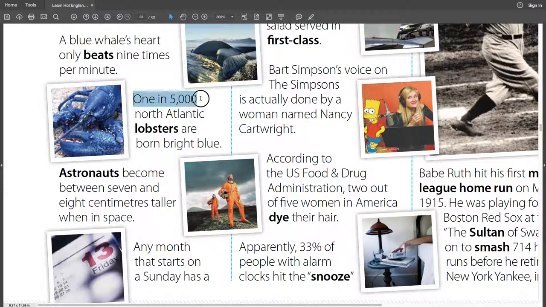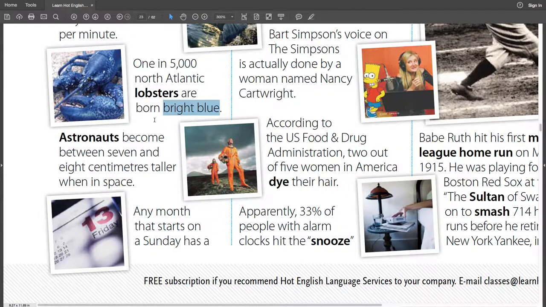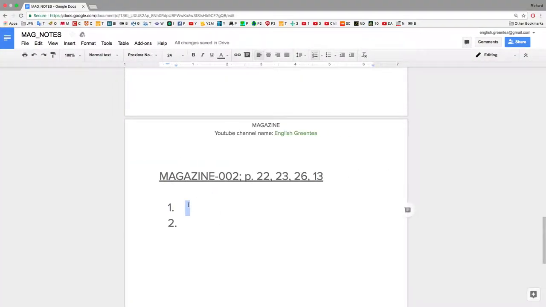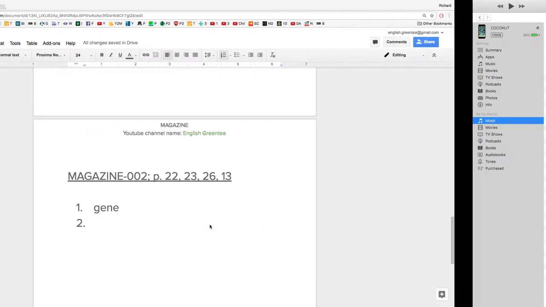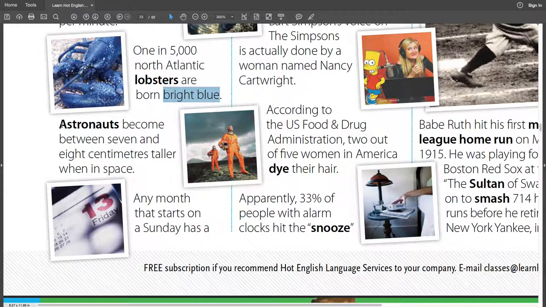Next one, 1 in 5,000 North Atlantic lobsters are born bright blue. Wow, 1 in 5,000. Okay. 五千分之一，应该是大西洋的龙虾是生来就是蓝色的，对，基因突变，好，讲基因好了，基因就叫 gene, OK, because of genes. Astronauts become between 7 and 8 centimeters taller when in space. Okay, 所以太空人呢，在外太空 space 会成长7到8公分。Interesting.